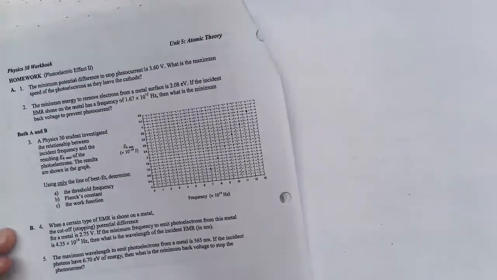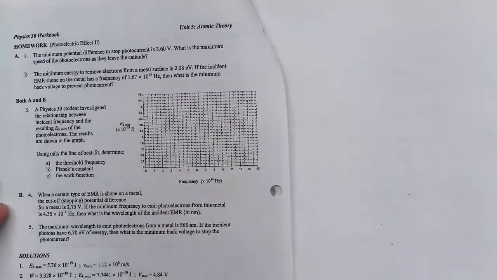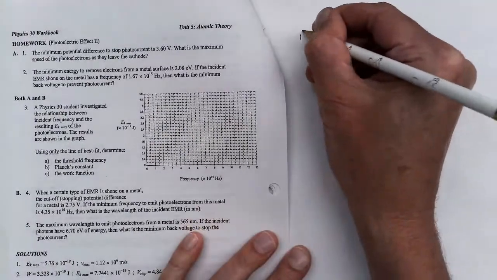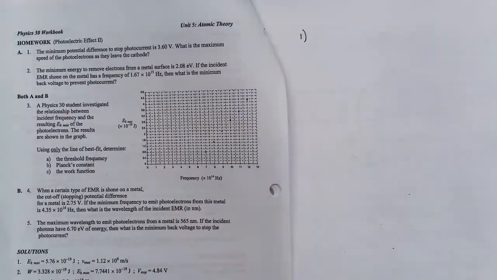All right, so remember we did the notes last page. So we're looking at question number 1 here in the practice set. The minimum potential difference to stop photocurrent is 3.60 volts. What's the maximum speed of the photoelectrons as they leave the cathode?